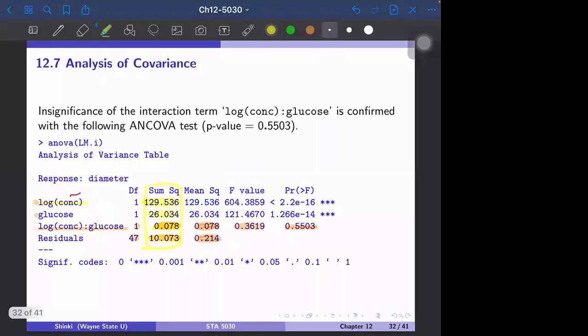In this way we can test the interaction between two terms. That is the application of chapter 13 and chapter 7. So we combined ideas of the ANCOVA and multiple linear regression, in this case, simple linear regression.